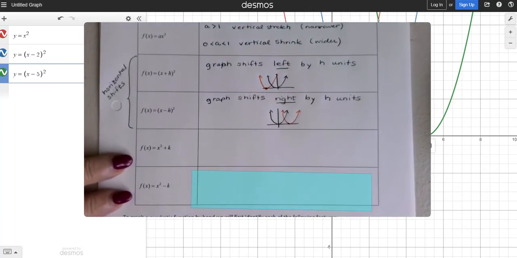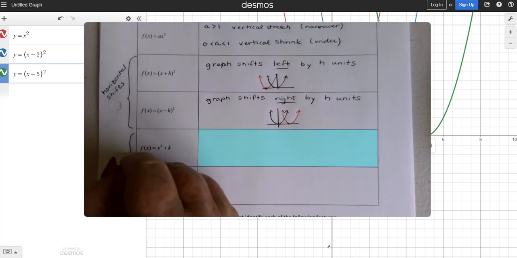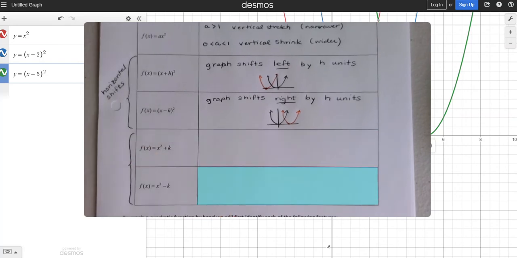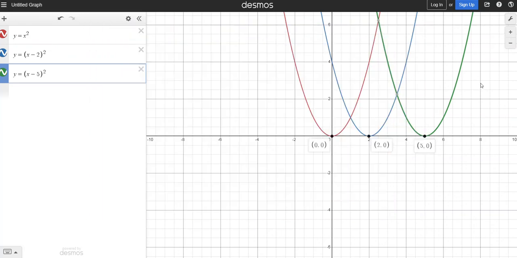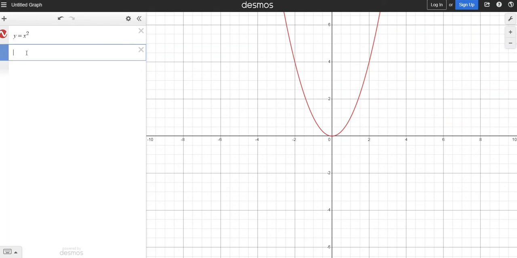In our last two in my chart here, notice this time I'm squaring the x first and then adding a number or perhaps subtracting a number. So let's look at those last two. Back to my original parent function, y equals x squared. And this time I'm going to do y equals x squared and then let's add 3. And you'll notice the graph has shifted up.